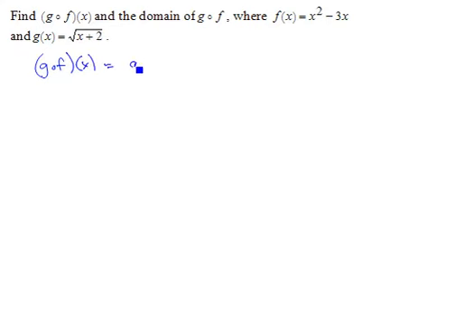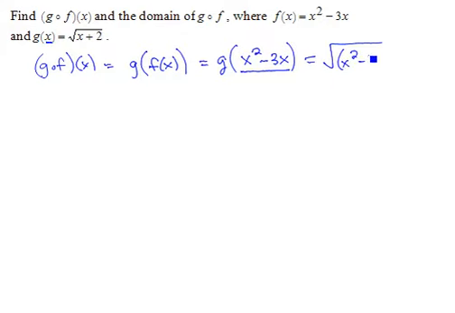By definition, that's g evaluated at the values that f of x takes on. That is g, if we substitute f of x's expression here, we'll have g of x squared minus 3x. And now the placeholder x in the function g can be replaced with x squared minus 3x. So g of x squared minus 3x will equal the square root of x squared minus 3x plus 2.